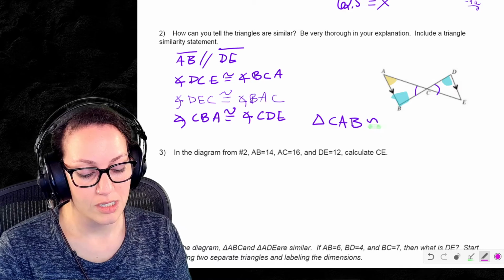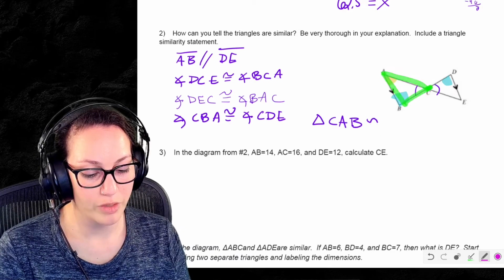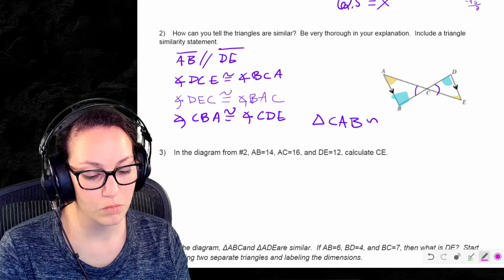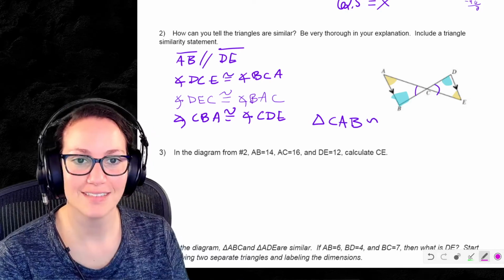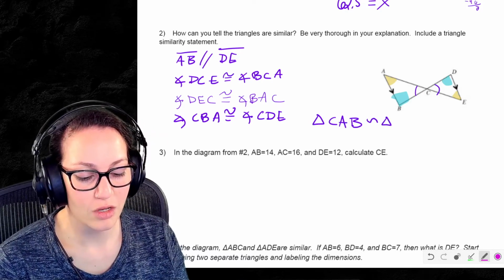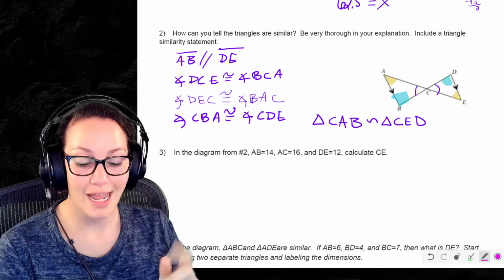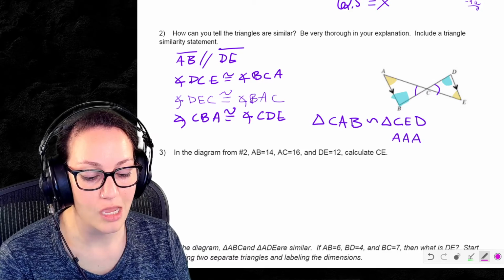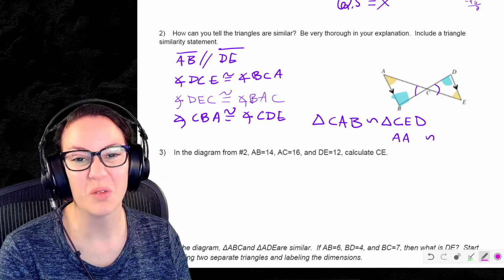So triangle CAB is congruent. Oops, I lost one of my yellow angles. Is similar, careful, to triangle CED. And the reason for that similarity is angle, angle, angle similarity. And realistically, we only need 2 of those.